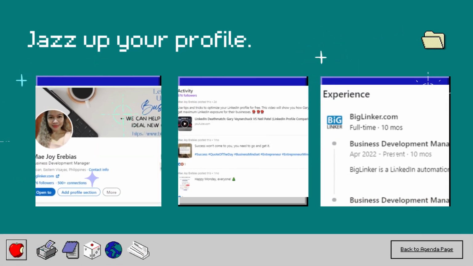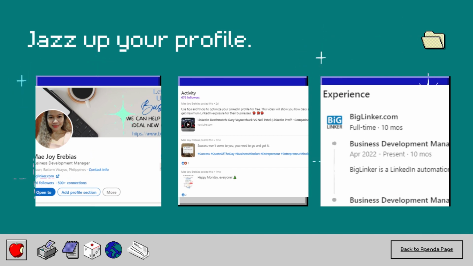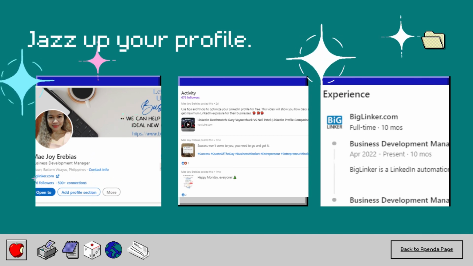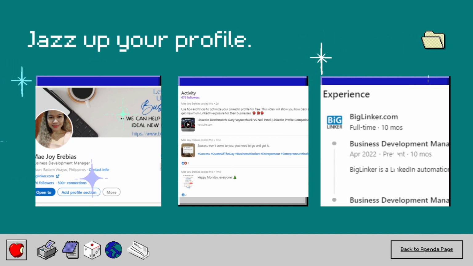You need to dress up your profile so that it sets a good impression to your target leads. You have to create a good or strong headline, and you also need to post regularly. Adding experiences or character references and your skills also is very important.